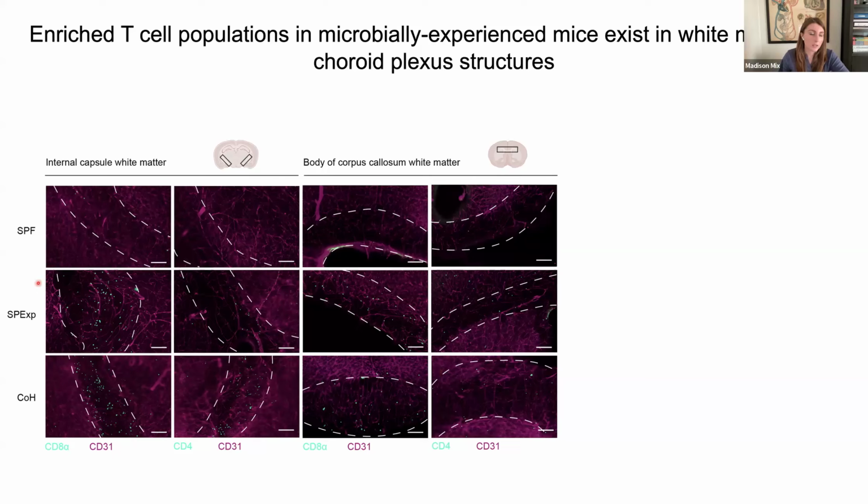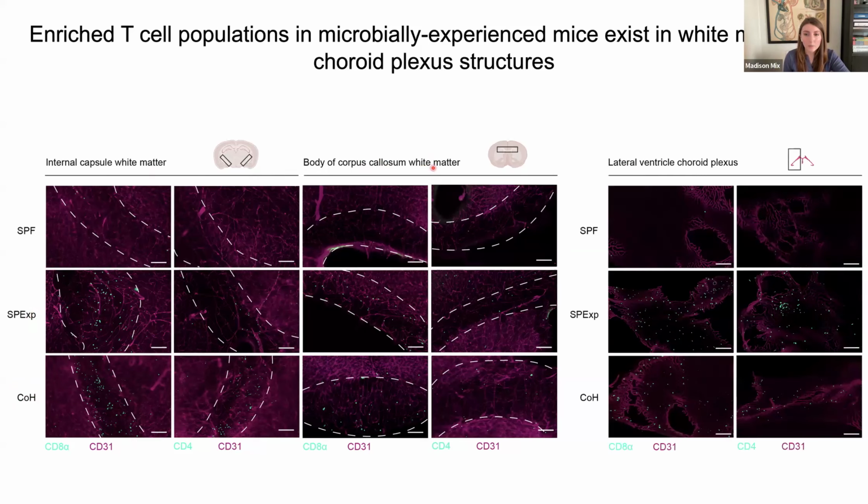Here we're looking at SPF, specific pathogen experienced, and we're bringing back our co-housed mice. What I hope you can appreciate, looking at white matter structures, which are very lipid-rich structures in the brain, is that we see an increased presence within these regions, also within the corpus callosum white matter. We also assessed the lateral ventricle choroid plexus, and we're seeing a very distributed profile of enriched T cells in our microbially experienced mice.